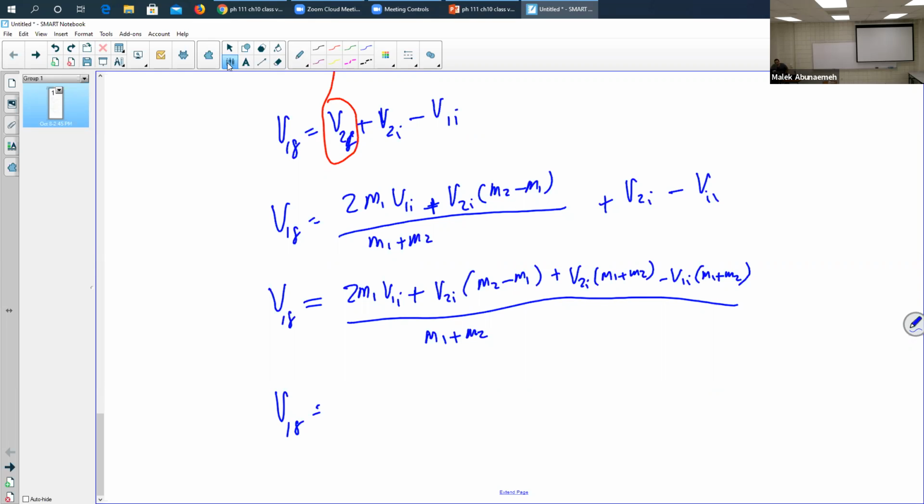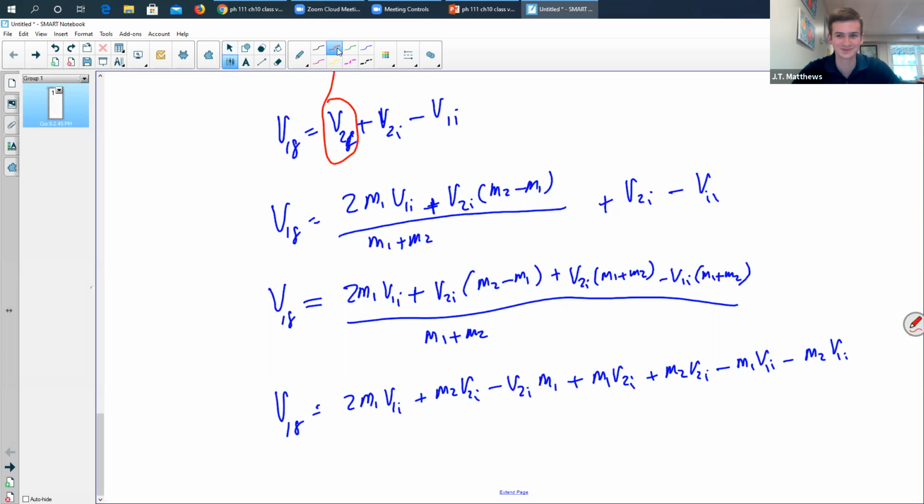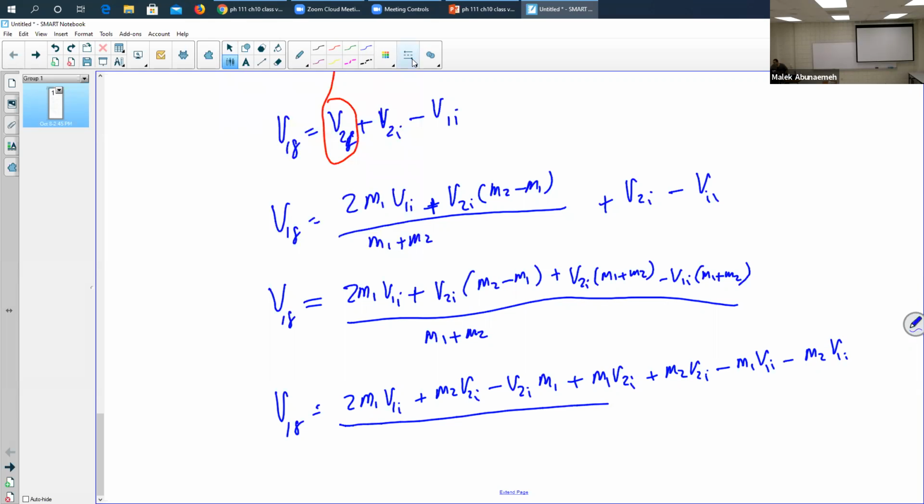The whole top row was supposed to be 2 M1 V1I plus M2 V2I minus V2I M1 plus M1 V2I plus M2 V2I minus M1 V1I minus M2 V1I, all over M1 plus M2. That is long. Oh yeah, I forgot about that too. Man, we're earning our class today.